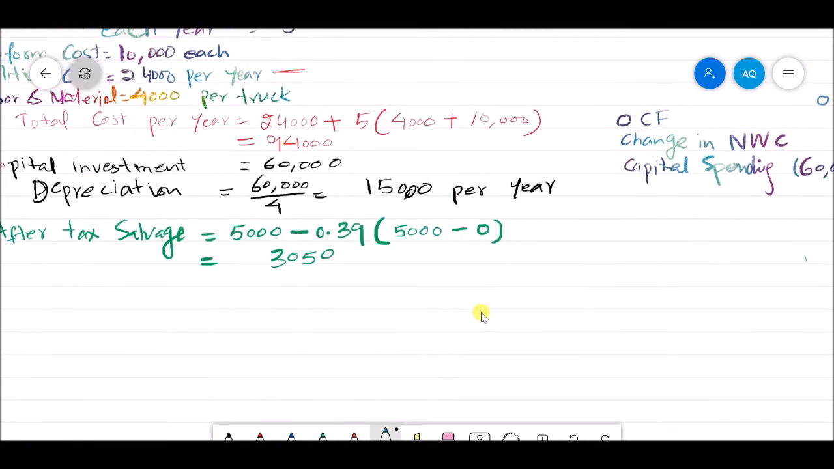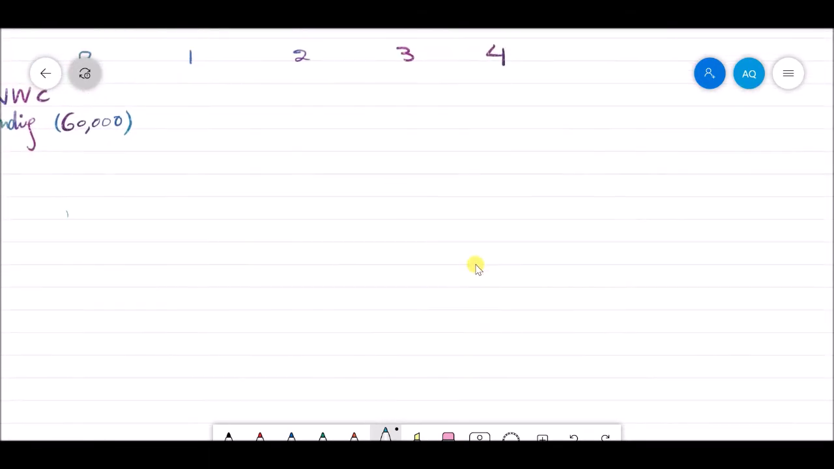So if we make our timeline, time period 0, then year 1, 2, 3 and 4. On time 0, we have to, so first we have operating cash flow, right? Remember, then we have change in net working capital, then we have capital spending. So at time 0, we have to spend 60,000. And after tax salvage value will be 3,050.